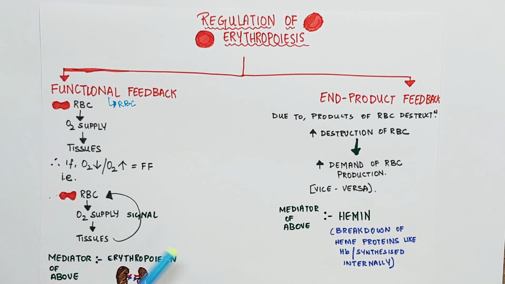This erythropoietin is in turn secreted from our bodies. Which part of the body? The hint is in the diagram given below. Comment it down in the comment section.